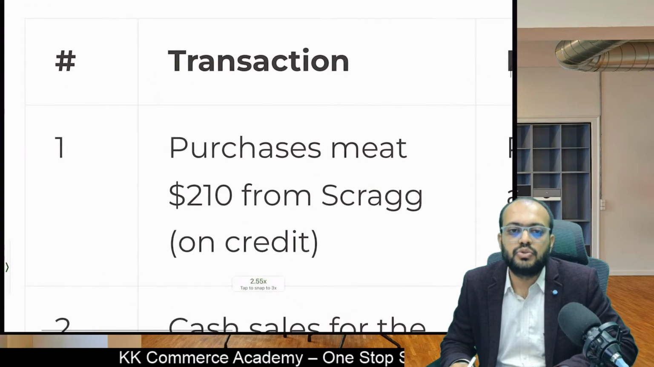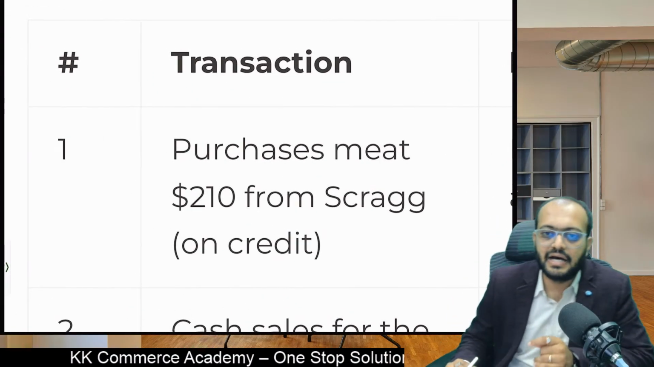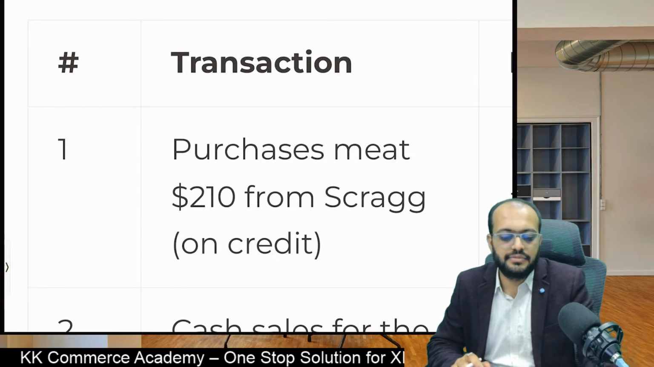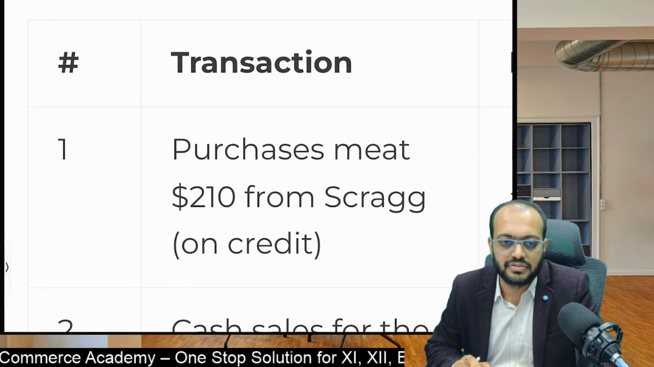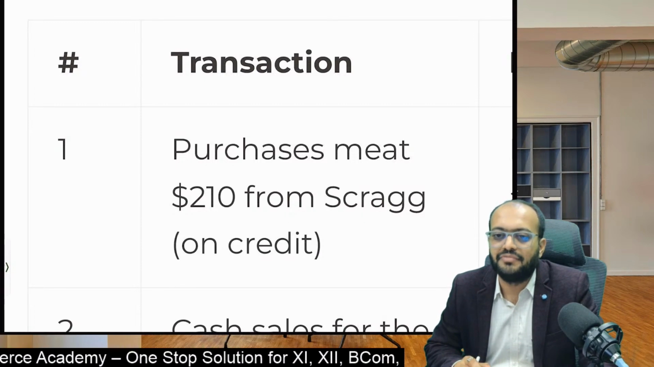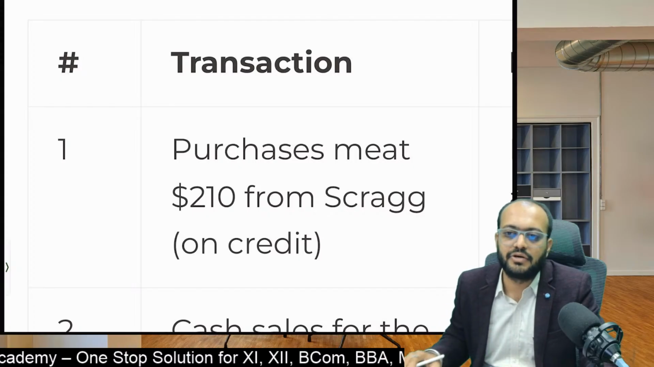So for them, meat is just goods. Now I'm using this new word, goods or inventory. So what are goods or inventory? Goods means the product or commodity in which we deal. For example, I own an electronic shop. In this case, the fridge, washing machine, computer, LCD, etc. are all goods for me.